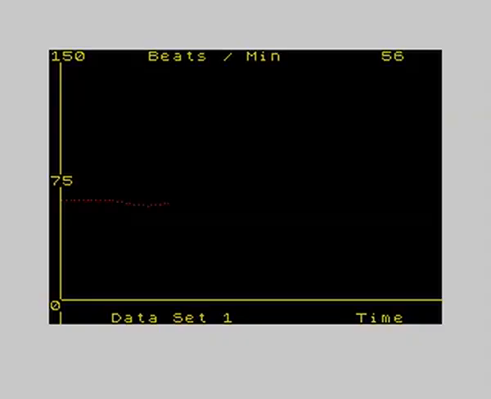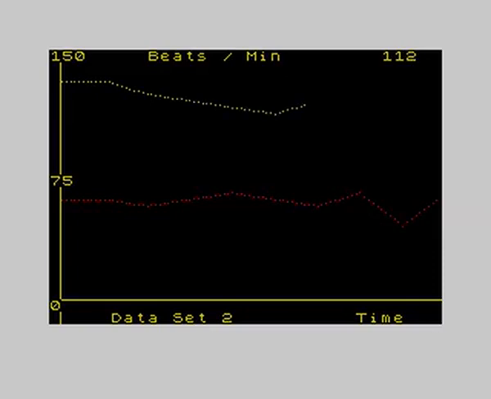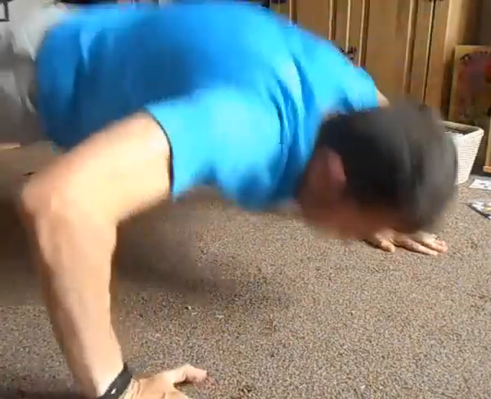So we draw again the red line, which is data set 1, my resting heart rate. At the top right, you see the beats per minute, around about 60 or so. Now we have the yellow line, which is me just having come back from a run. And over time, you can see it is dropping. It started at 132, down to 112, 120, so I'm recovering. Not too bad. Next, a different form of exercise.